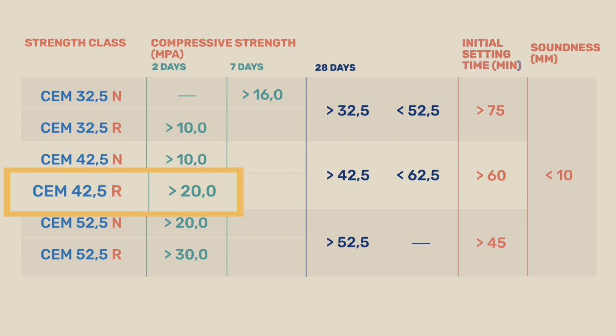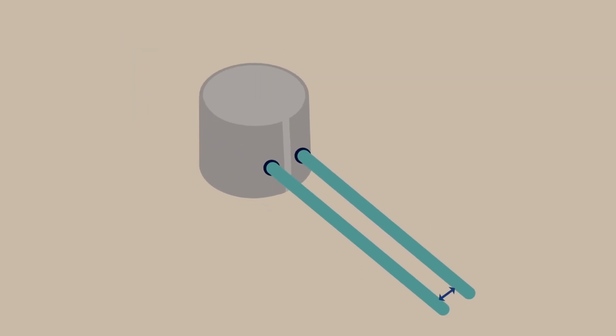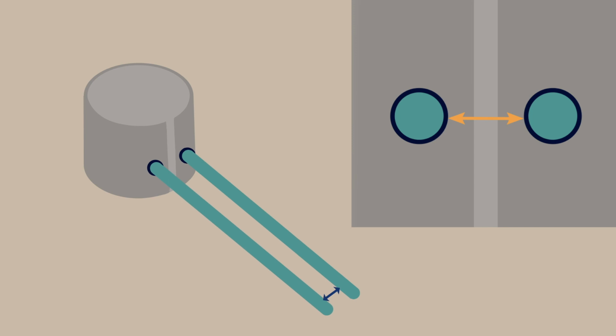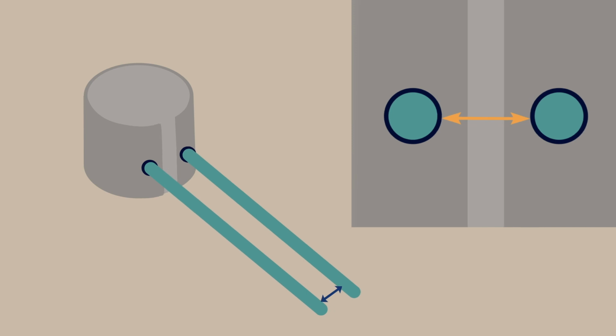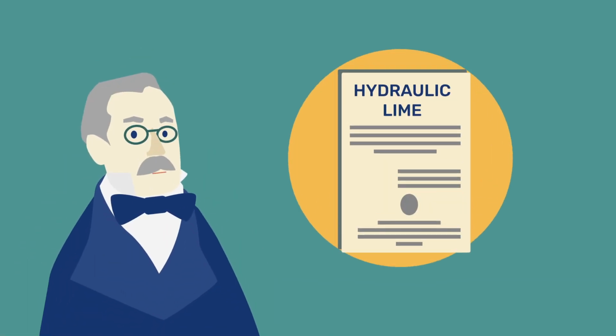Its setting time would be at least 60 minutes, and in the reference soundness test, its expansion should not exceed 10 millimeters. The latter is measured using a split cylinder with 2 indicator arms that move apart from each other if the mortar expands after setting. Interestingly, the test was introduced by Le Chatelier, who did his PhD on hydraulic mortars.